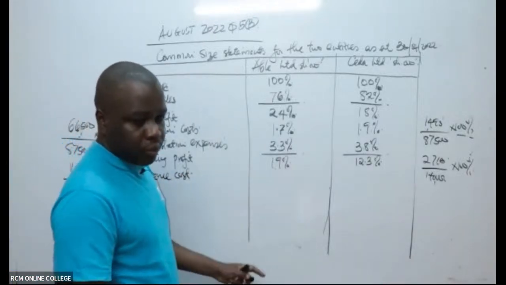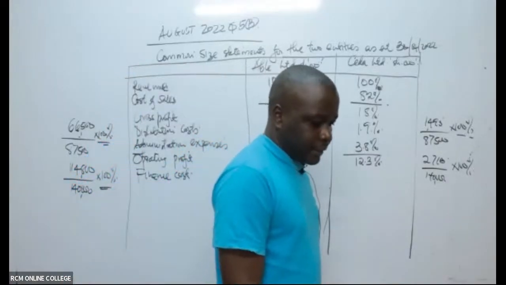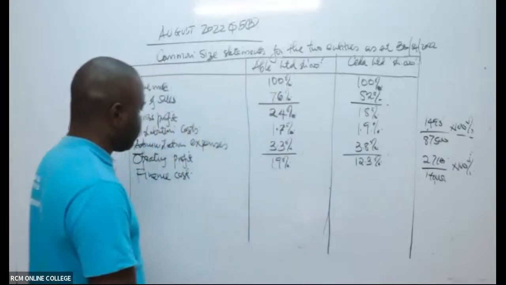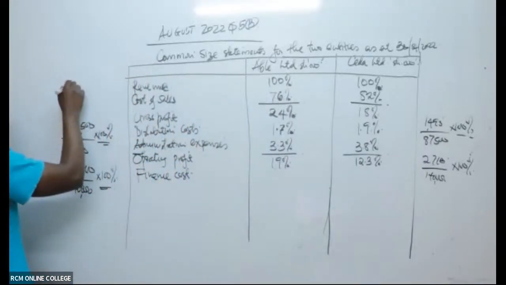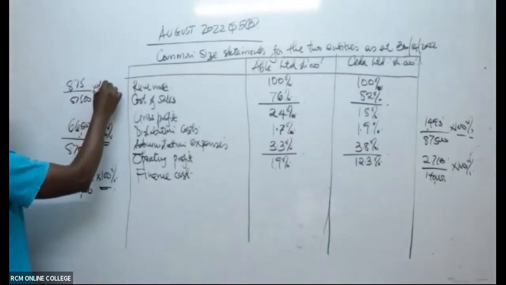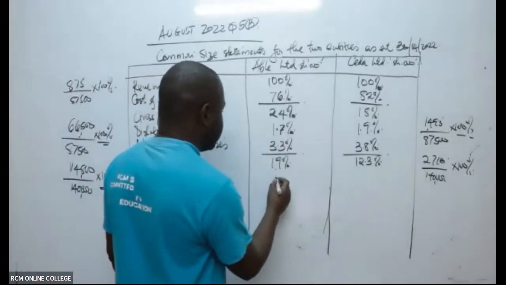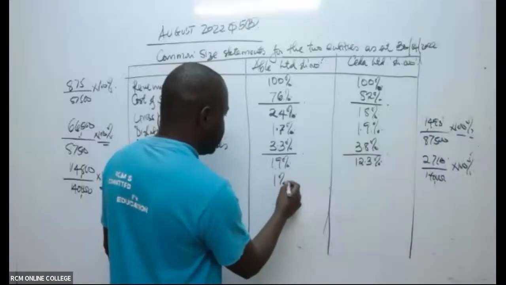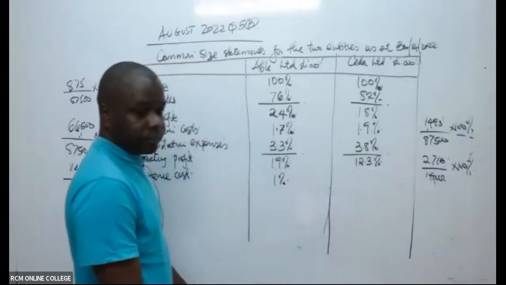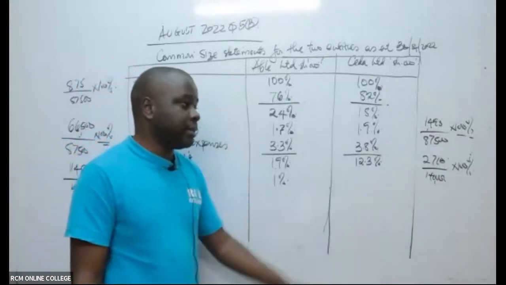Finance cost, you are getting what percent? You take, I think it is 875 over 7,500 multiplied by 100%. So you're getting 1%. What about for Cx? Just the same procedure.